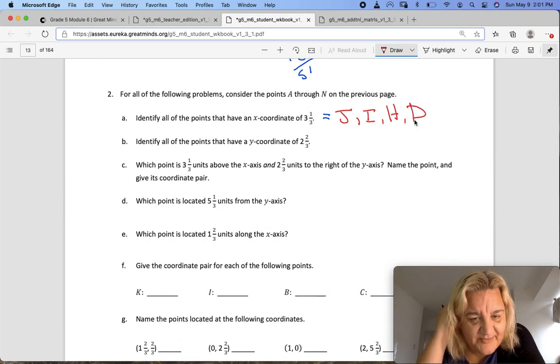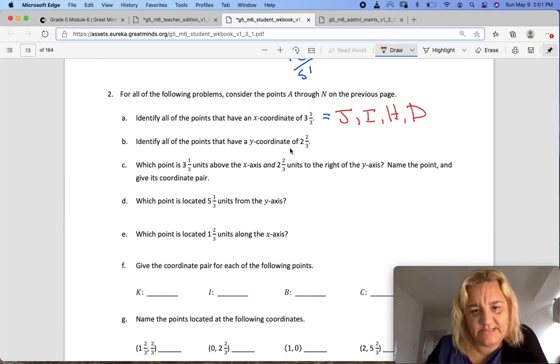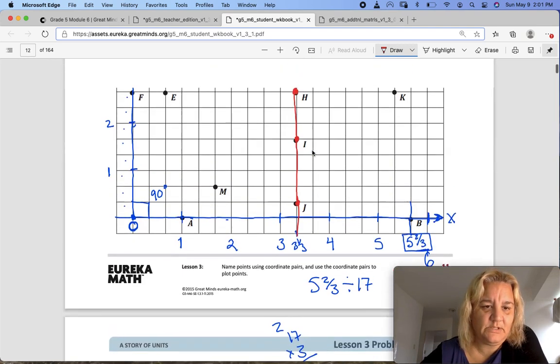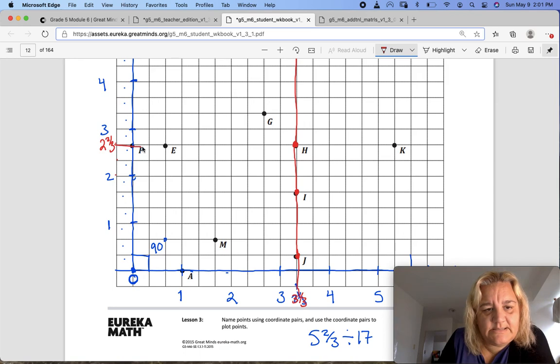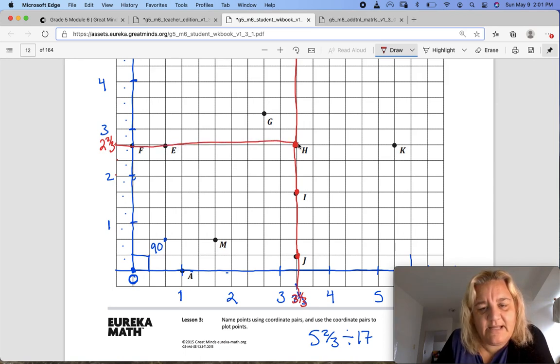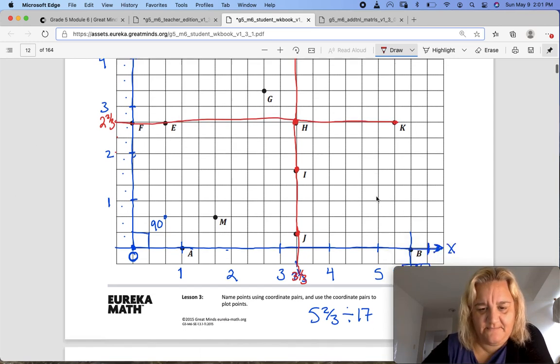Okay, identify all the points that have a y coordinate of 2 and 2/3. So that would be 2 and 1/3, 2 and 2/3, just like this is 3 and 1/3. And then I'm going to draw my line across here. There's the F and an E, and H again, and K. So F, E, H, K.